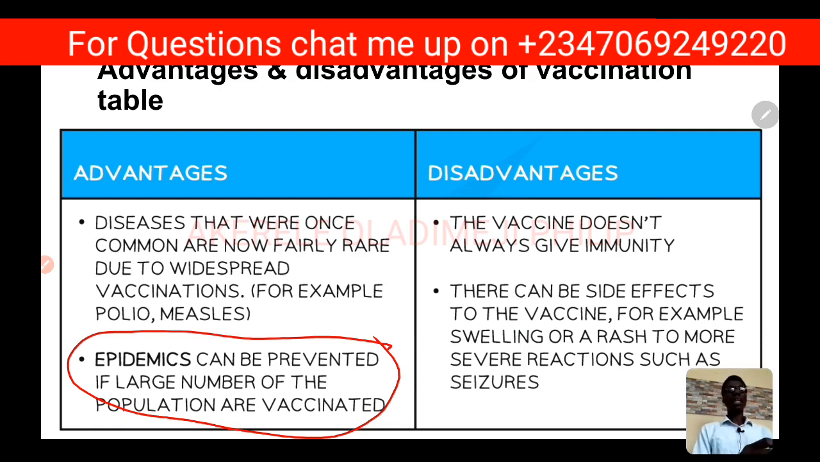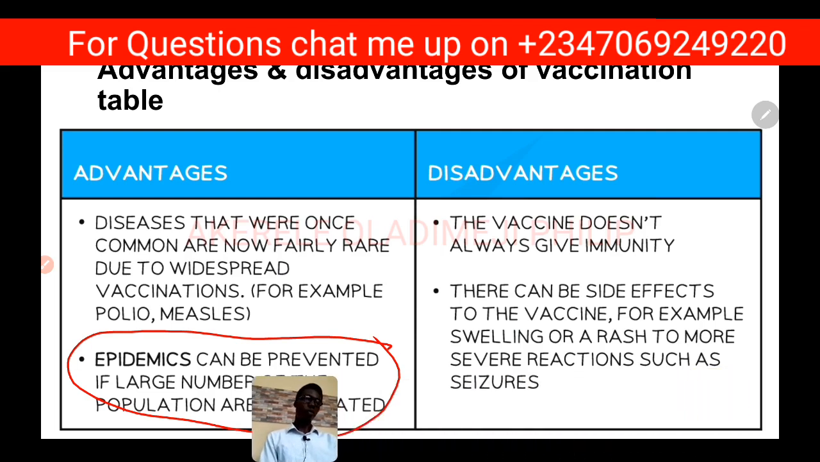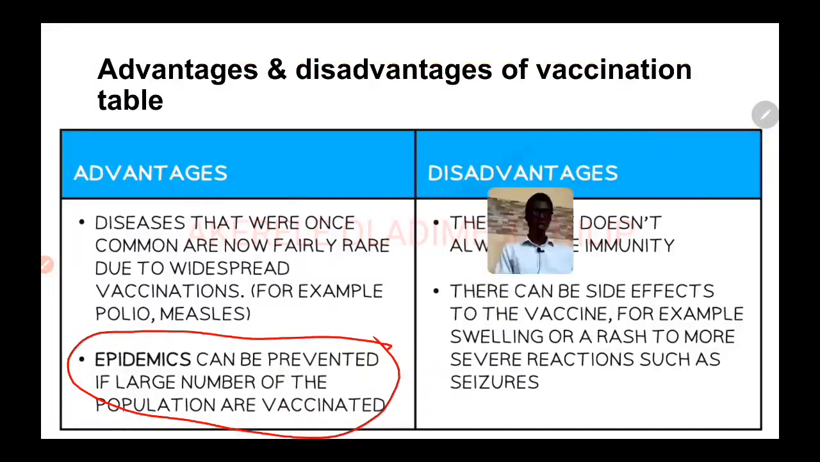All right. Now, another disadvantage of vaccination is there can be side effects to the vaccine. For example, swelling or a rash to more severe reactions such as seizures. For example, about a month ago, I actually got the yellow fever vaccine myself, and I was told to stay for about 30 minutes on the spot. Why? Because they felt I might have some reactions. So sometimes some people do get reactions after taking vaccines. Their immune system responds in a very harsh way. They have allergies and all of that. All right, I think that explains vaccination.